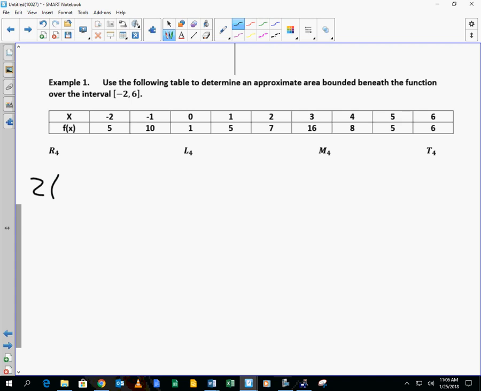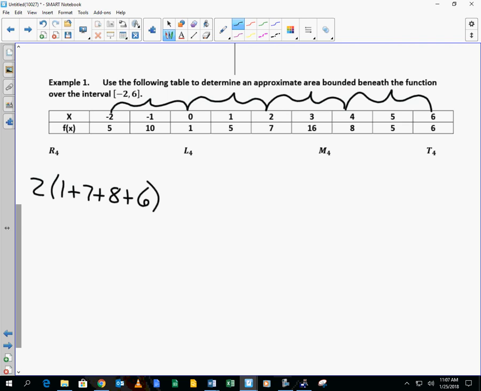So if the width of each rectangle is 2, I go from -2 to 0, 0 to 2, 2 to 4, 4 to 6. So for the right hand, where will I evaluate the first height? And I get 1. Plus, where do I evaluate the second height? And I get the third height, and the final height I evaluate at 6, and I get 6. So I add those up. I get 8, and 8 is 16, plus 6 is 22, times 2 is 44.